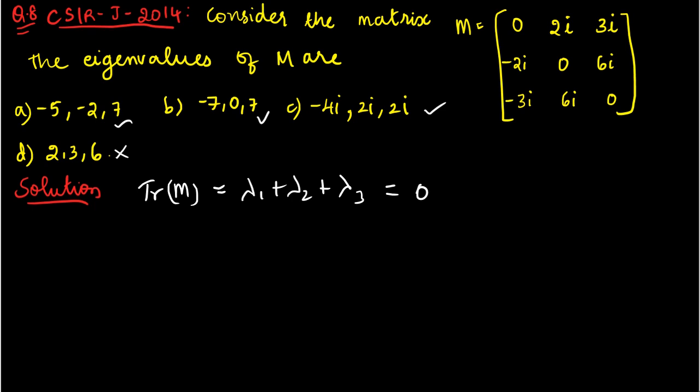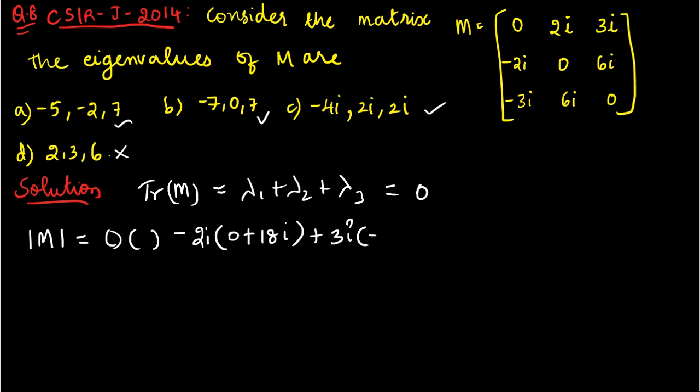Now we have to find the determinant. After finding the determinant, 0 into anything will be 0. Then 2y into 0 plus 89. So this is plus 36. So if you see, your determinant of M will be equal to 0.